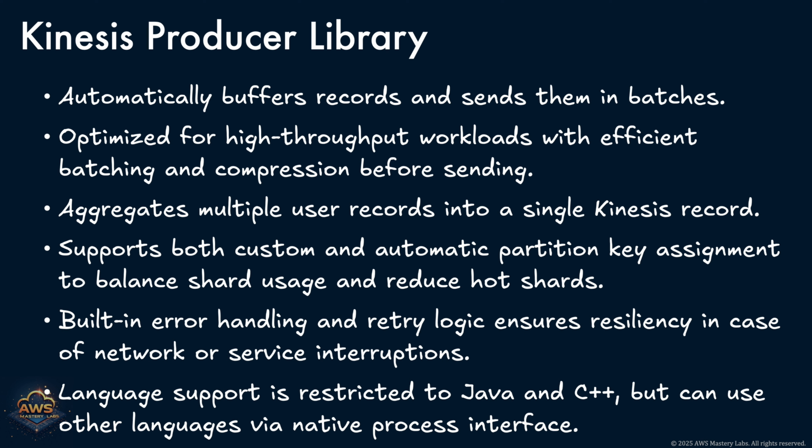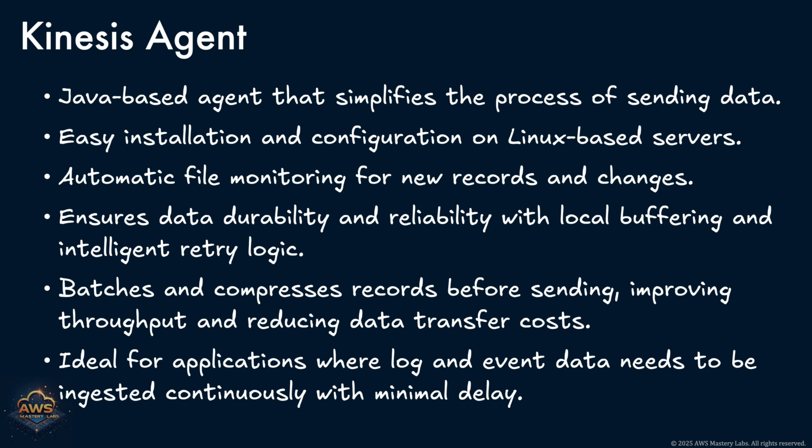In terms of use cases, KPL is best suited for high-throughput, low-latency workloads, like ingesting clickstream data from websites, processing sensor data in IoT environments, or collecting telemetry from distributed applications. The Kinesis agent is a lightweight, Java-based tool that makes it easy to collect and stream data from file-based sources directly into Amazon Kinesis data streams or Data Firehose without having to write a single line of producer code.